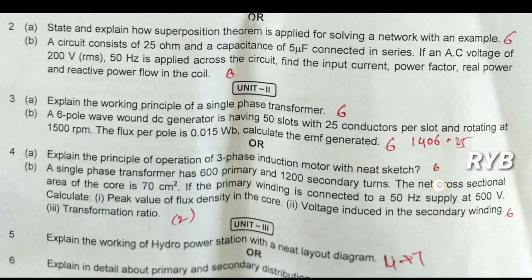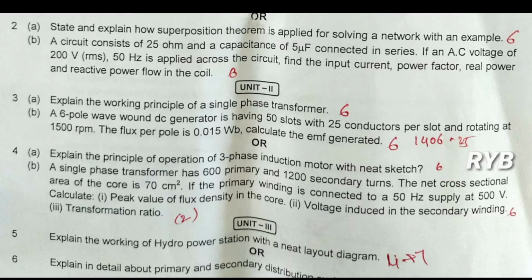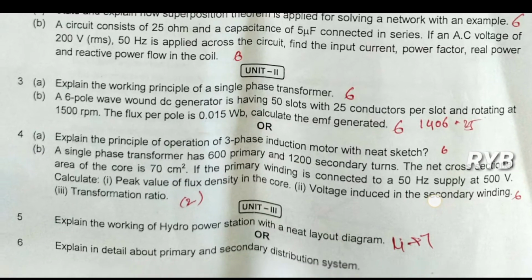Next, coming to unit 2, DC and AC machines. A single phase transformer, a DC generator. The fourth question is the principle of operation of a 3-phase induction motor with a neat sketch. A rotating magnetic field will be produced in a 3-phase induction motor; explain how it works. Stator, rotor, 3-phase distributed winding is there. Part B is a numerical problem based on a transformer. This is also a simple problem they asked.